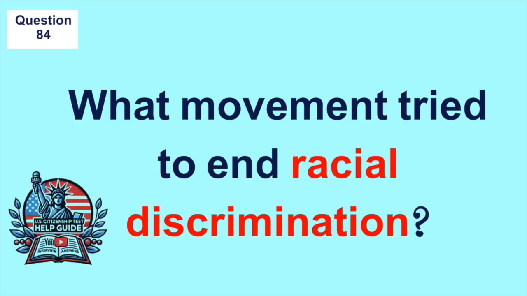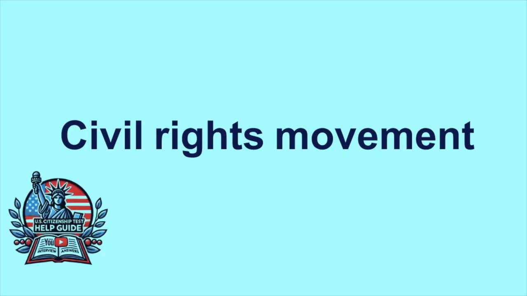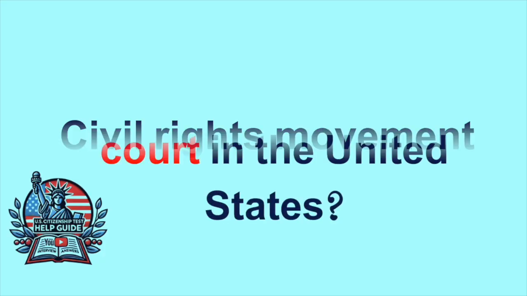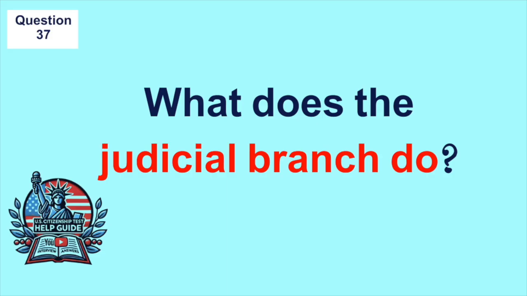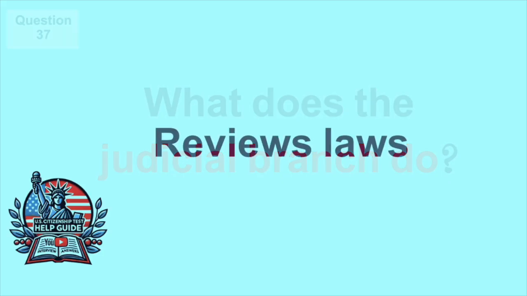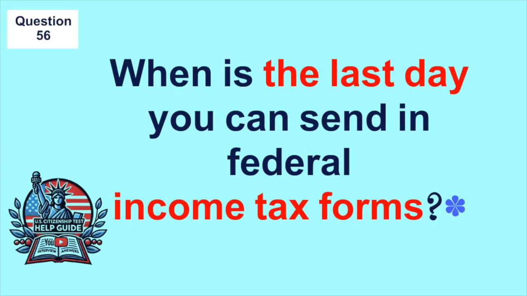What movement tried to end racial discrimination? Civil rights movement. What is the highest court in the United States? The Supreme Court. What does the judicial branch do? Reviews laws. When is the last day you can send in federal income tax forms? April 15.